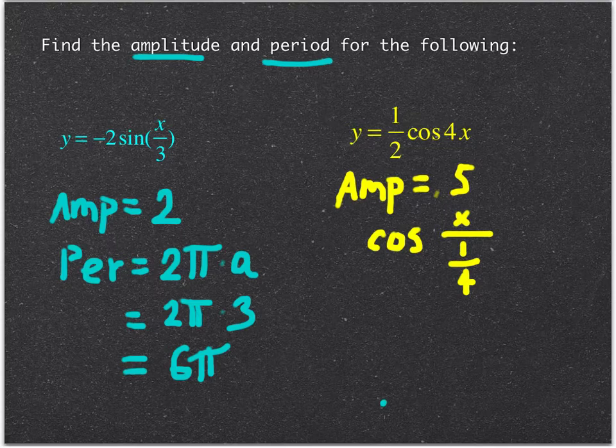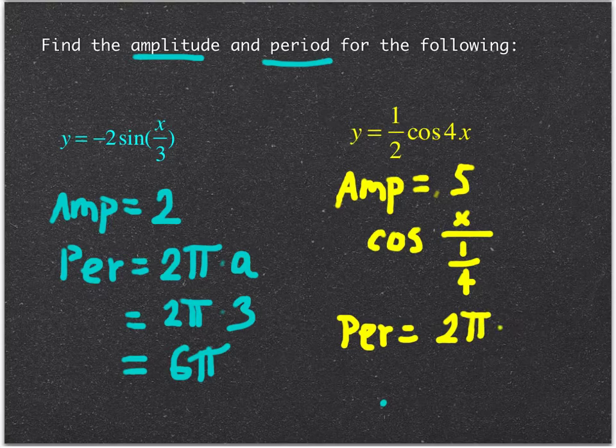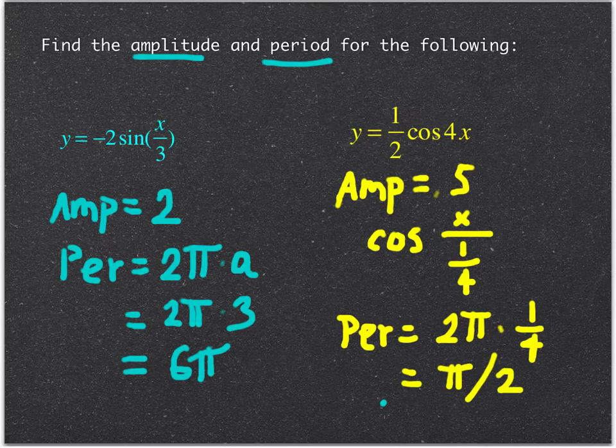Remember the period is 2 pi times this a value. So in this case, the period will be 2 pi times 1/4. 2 will go into 4 2 times. So the period in this case actually ends up to be pi divided by 2.